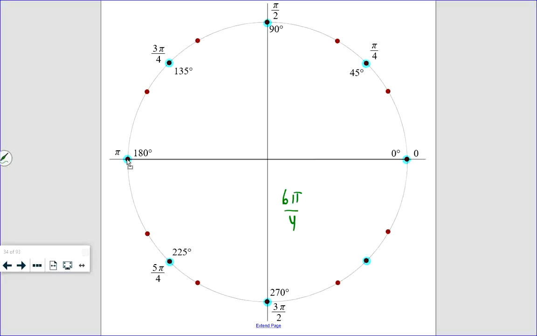The next one, if this is 5 pi over 4 I'm pointing at, and then 6 pi over 4, this next one in quadrant 4 would be 7 pi over 4. And again, if you want to know the angular measure in degrees, you have to either go 360 and subtract 45, or take 270 and add 45, and you get 315. Are we good there? This is going to become second nature to you, okay?